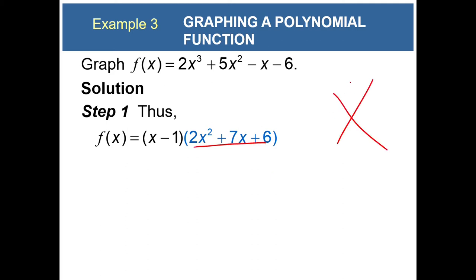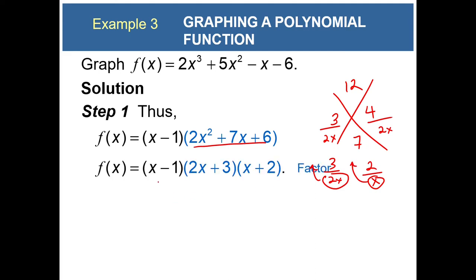We now can use the AC method. 2 times 6 is 12, and the 7 goes on the bottom. We're looking for two numbers that multiply to get 12 but add up to 7, and those two numbers are 3 and 4. We'll divide by 2x and reduce to lowest terms. The first one is already reduced. The second one becomes 2 over x, and according to the bottoms up method, we can bring the 2x to the top and the x to the top. So we have f of x is equal now to x minus 1 times 2x plus 3 times x plus 2.